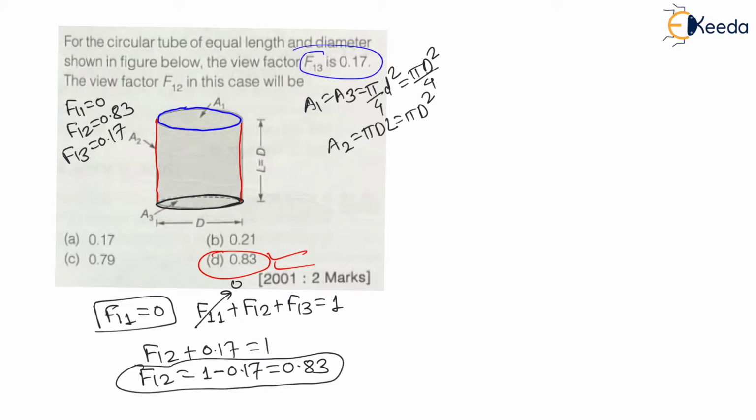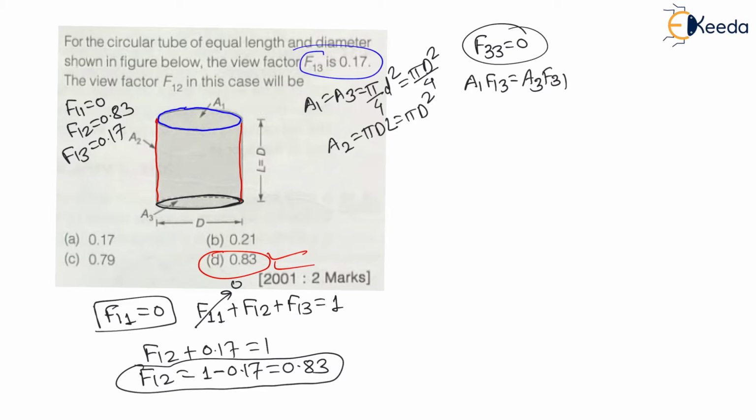Let us find for surface 3. Now, my dear students, for this surface 3, can I say it is again a flat surface? Therefore, can I say here F33 will be equal to 0, right? Now, let us use the reciprocal theorem between 1 and 3. Therefore, A1 F1 to 3 is equal to A3 F3 to 1.